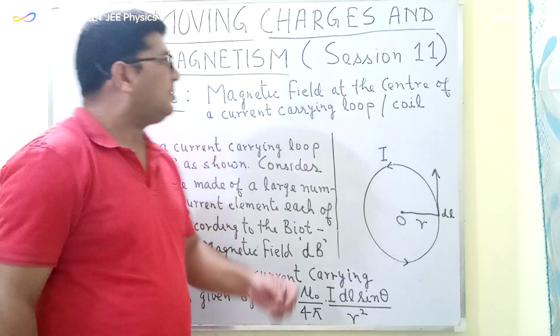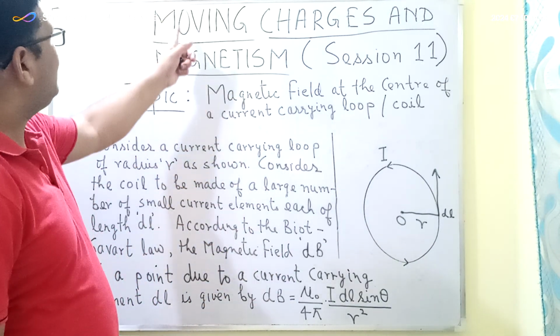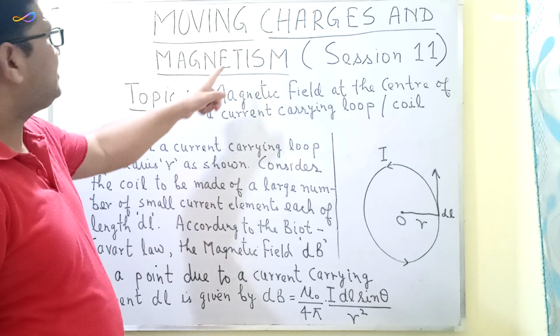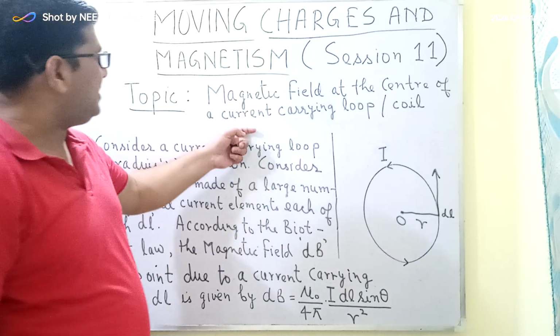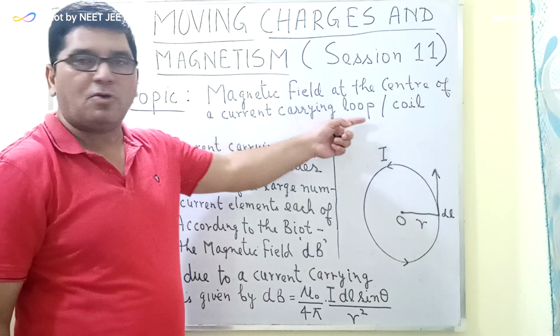Welcome back, students. This is session 11 from the playlist of moving charges and magnetism. The topic is the magnetic field at the center of a current carrying coil or loop.